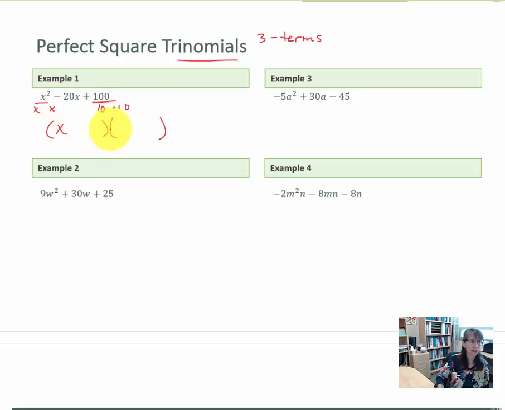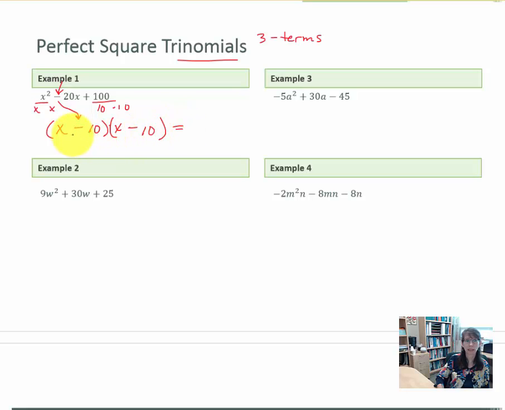X squared is x times x. 100 is 10 times 10. And somehow we need to create negative 20x in the middle. So if we don't want it eliminated, we either need to make both of these terms minus, or both of them need to be plus. So here we have a middle term that's negative 20x. That's an indicator that negative is needed in both of our terms.